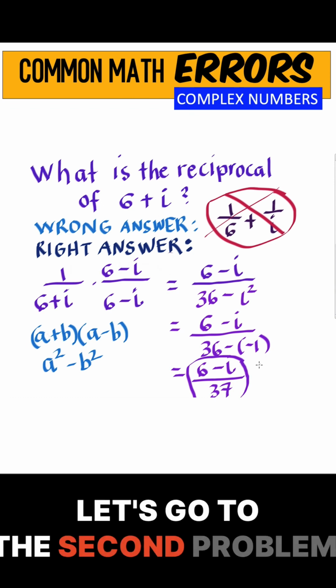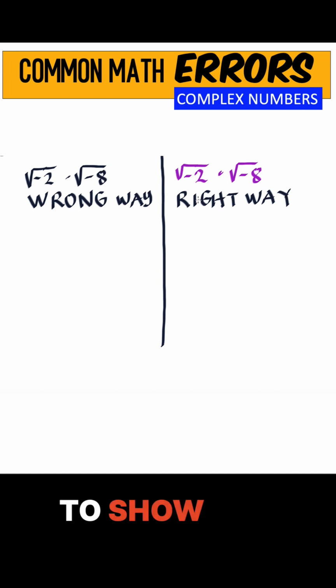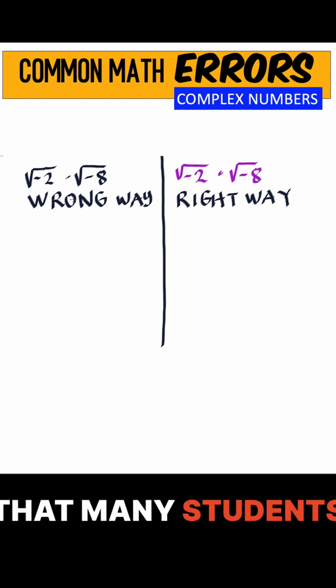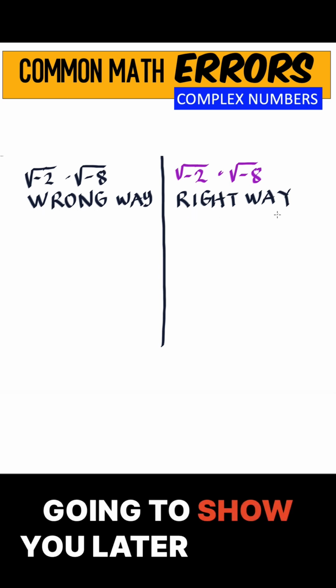Let's go to the second problem. We are given here the square root of negative 2 times the square root of negative 8. And I'm going to show you the common error that many students are encountering when solving this kind of problem. And then I'm going to show you later what's the right way.